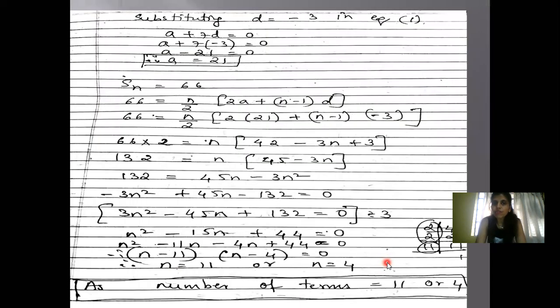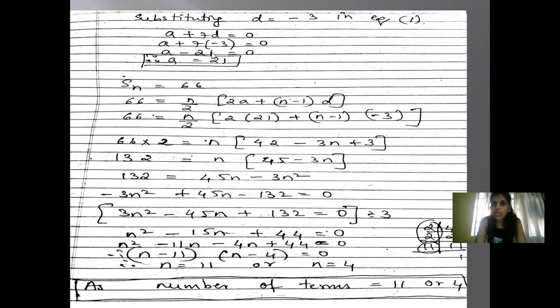Once we get the value of d, we'll substitute it in one of the equations and we will get the value of a. We have substituted d as minus 3, so 7 into minus 3 becomes minus 21. We take 21 to the other side. We get the value of a as 21. So once we get the value of a and the value of d, now we have to find the value of n, where the Sn value is given to us as 66.